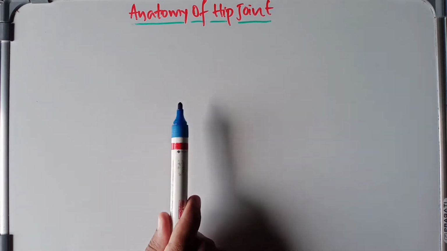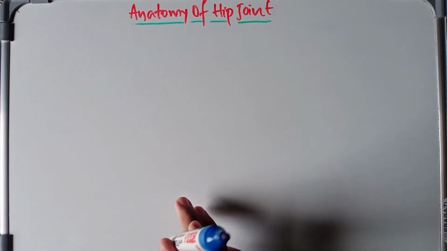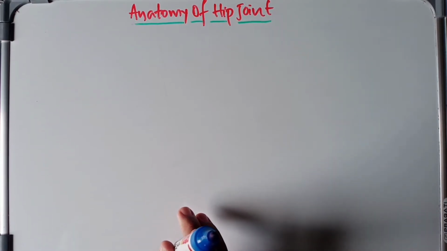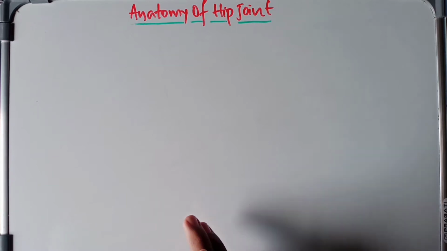If you haven't watched part 1 of this video, please make sure to watch that. In that video I discussed the basic ligaments, the stability of the hip joint, and also its relations and bursae. So make sure to watch that.